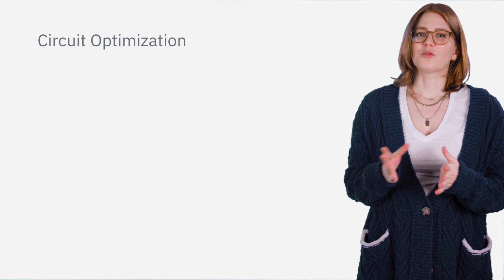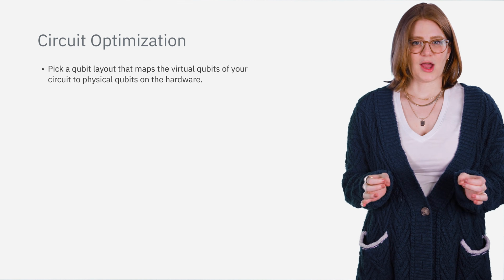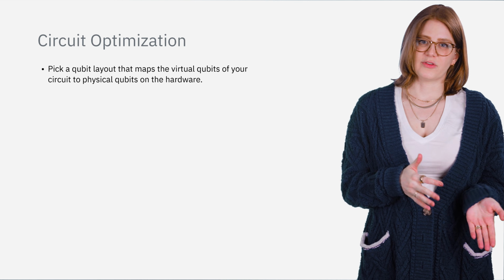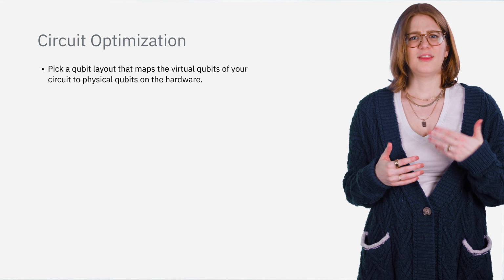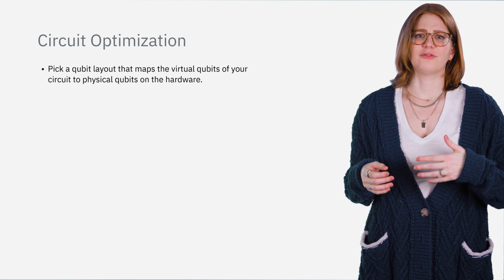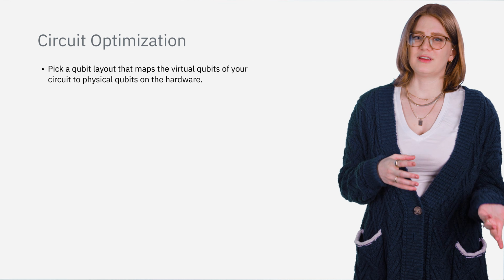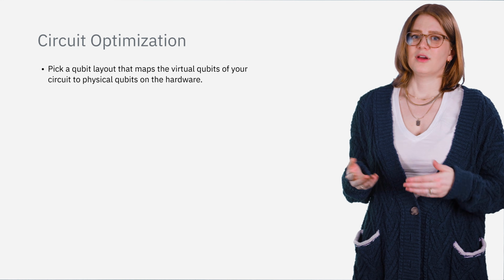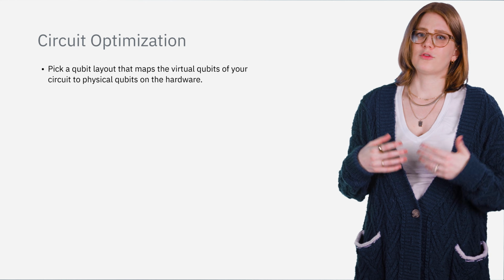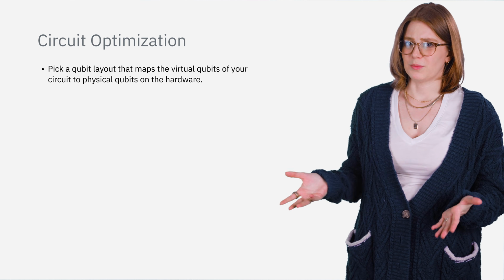To do that, this is what needs to be accomplished. There needs to be a qubit layout that maps the virtual qubits of your circuit to physical ones on the hardware. This is needed because hardware can have particular topologies which restrict the direct interaction of physical qubits, while implementation of a quantum circuit often assumes the ability for any qubit to interact with any other qubit.